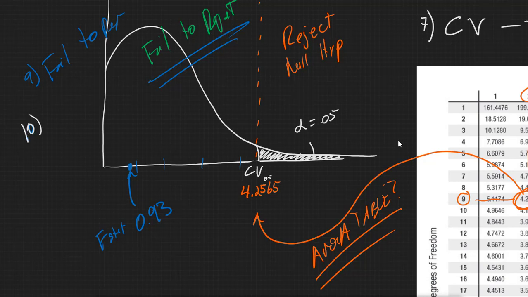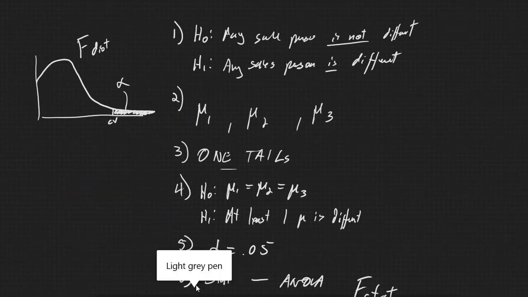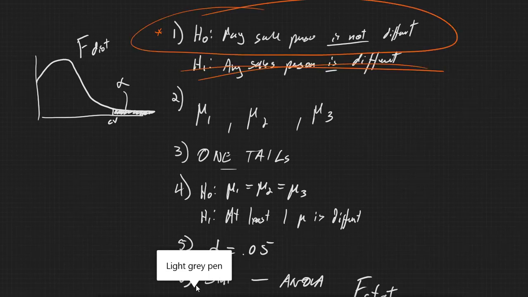Step 10 then is my conclusion. So let's go to our null hypotheses, which are over here. I fail to reject the null hypothesis, so I'm really not considering that one. I have to assume that at alpha equals 0.05, there is no difference between the salespeople, and that's my conclusion. My conclusion is that there is no difference in this particular example.